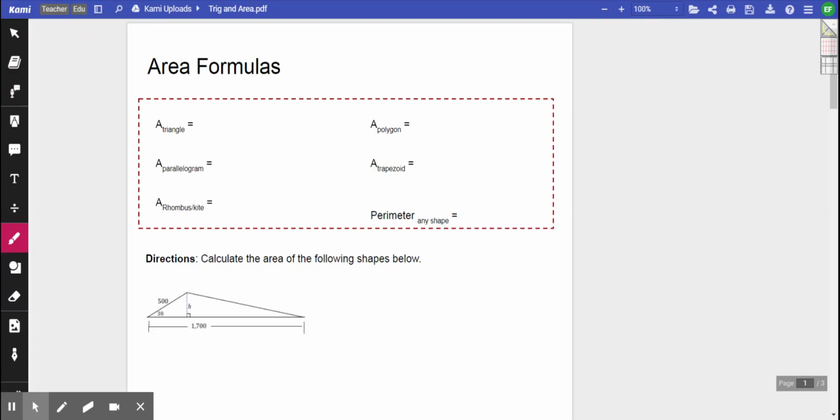Hello everyone! Today's video is all about area formulas. These are the formulas that you learned about in geometry. You may or may not remember them, but we're going to review them first, so it's not a big deal.